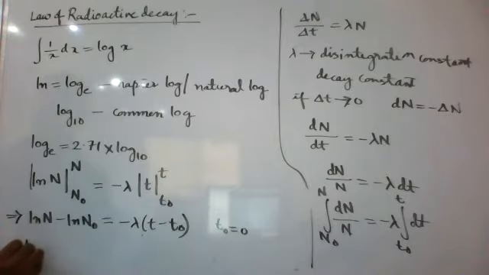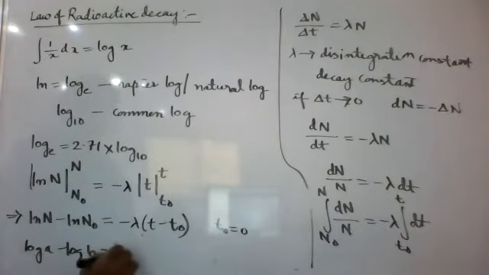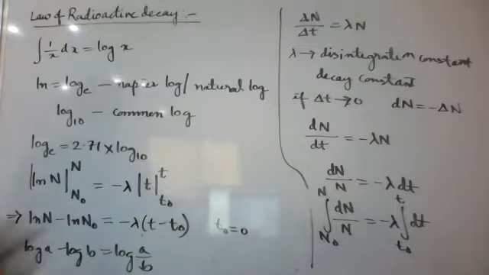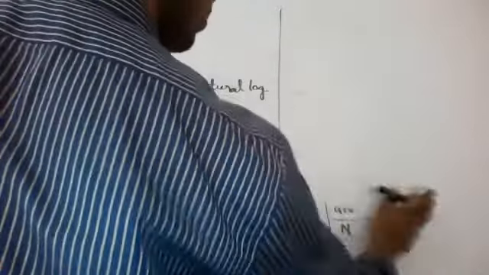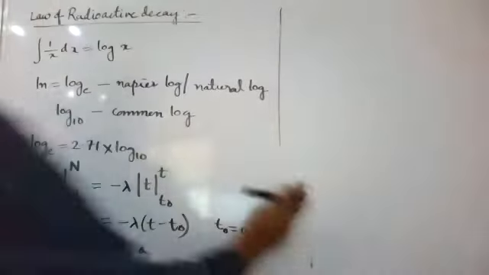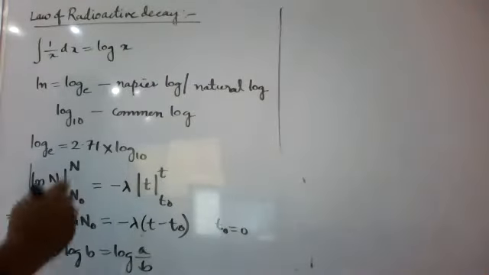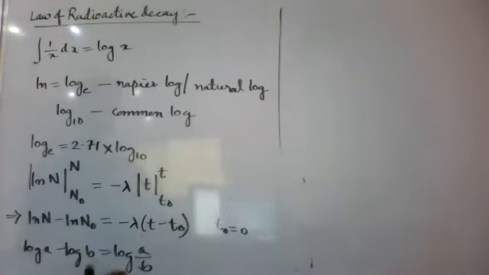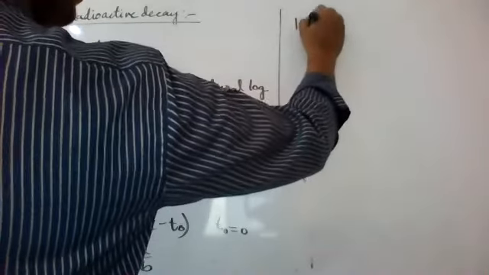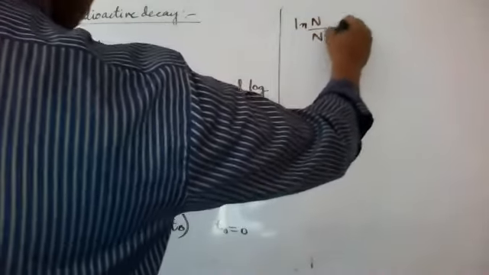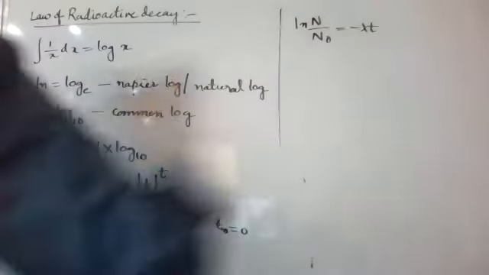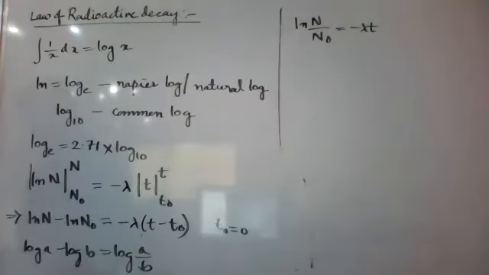We have one more formula: log a minus log b equals log a by b. We are applying the same formula here. When you apply this formula, we get ln N by N0, which is equal to minus lambda t.